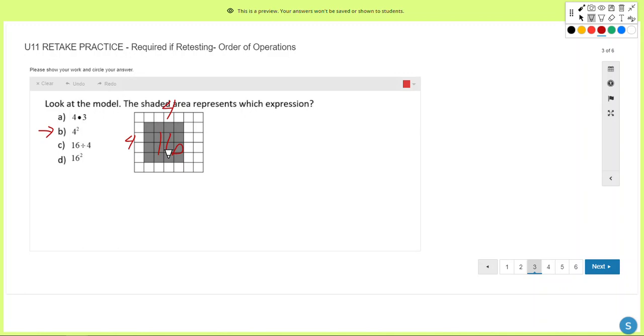So if you don't recognize that the sides are 4, you could at least see that there's 16 pieces and solve each one. So 4 times 3 would be 12. Well, I know that's not going to work because I need 16. 4 squared would be 4 times 4, which is 16. So that's why that one works. 16 divided by 4 gives me 4. Well, that's not going to work. I need 16. And 16 squared would be 16 times 16, which in no way is going to equal 16. So the only answer option I have for this one is B.